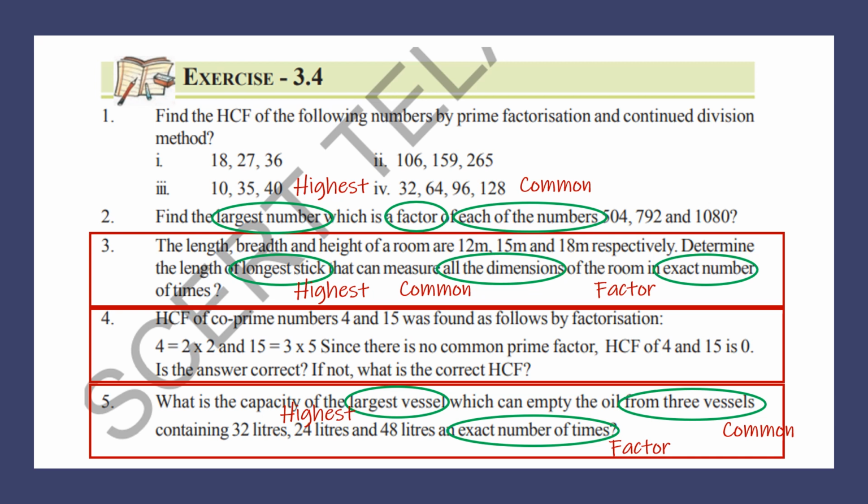Remember what we have learned about factors? Every number is divisible by 1 and itself. Every number has 1 and itself as a factor. Now try thinking on those lines for the numbers 4 and 15. Can you guess?